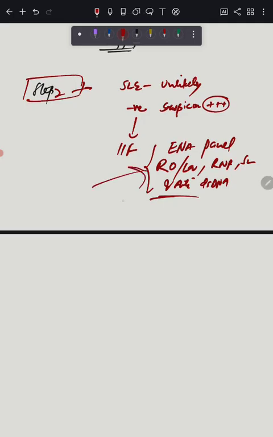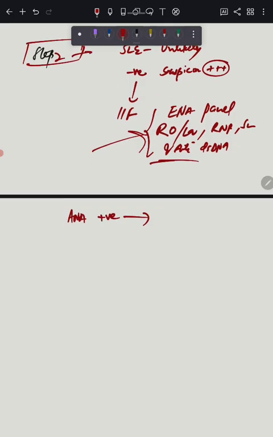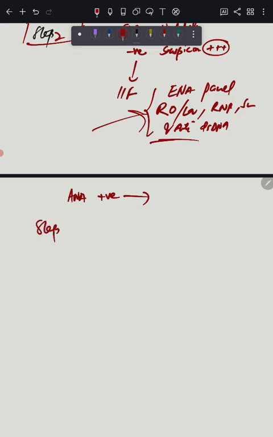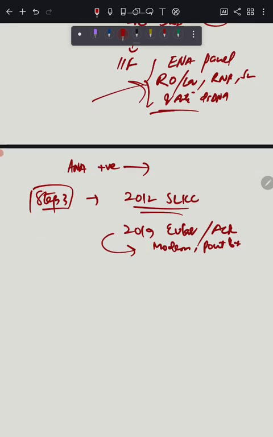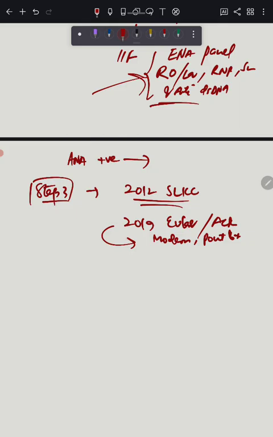But if ANA is positive, then you have to proceed to classification. So at step 3, you will apply classification criteria. There are two criteria. I have only discussed one, that is the 2012 SLICC criteria. I will mention the other one, that is the 2019 EULAR/ACR criteria. This is the modern or point-based criteria, so this is to be used. I will explain it in another video.